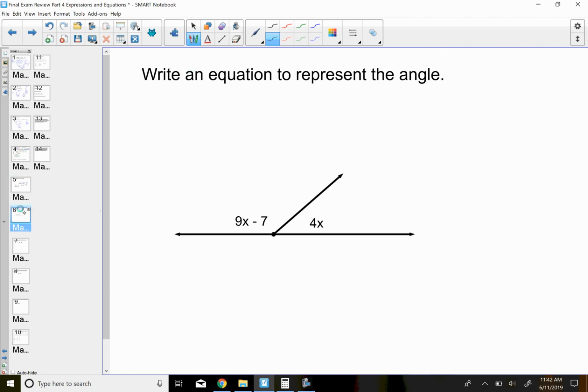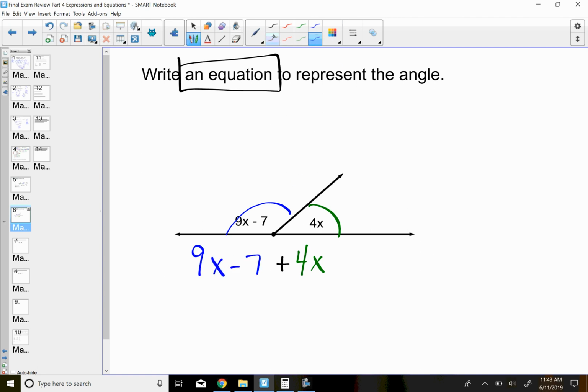Next question, again, you have write an equation, so there should be an equal sign in there to represent the angle. So that means this piece and this piece together form a straight line. A straight line would be 180 degrees. So this 4x put together with this 9x minus 7 is supposed to equal 180 degrees, a straight line. So this equation would be acceptable if it was in part 2.